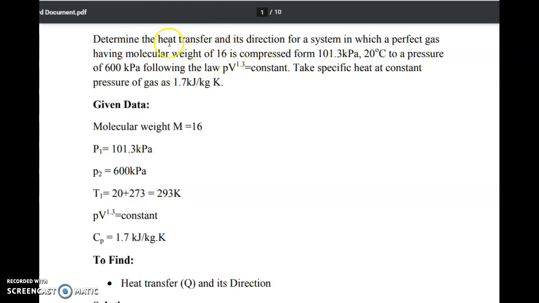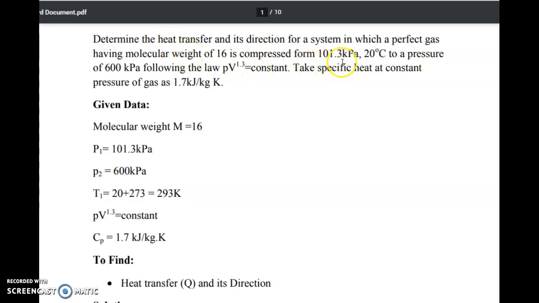Heat transfer means generally the heat is transferred from one place to another place, that is considered as heat transfer. Whenever there is a temperature difference between system to surrounding or surrounding to system, or one place to another place, or one medium to another medium, automatically heat will flow from one place to another place. The movement of heat from one place to another place is considered as heat transfer.